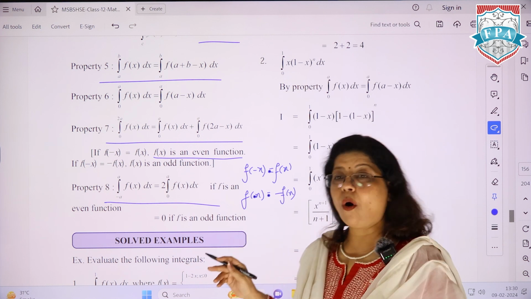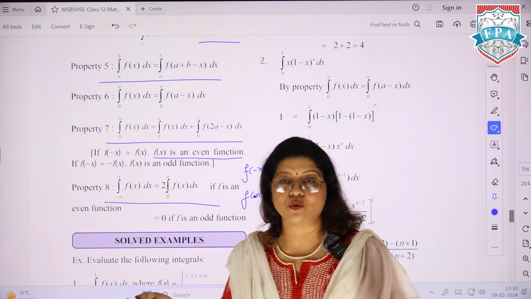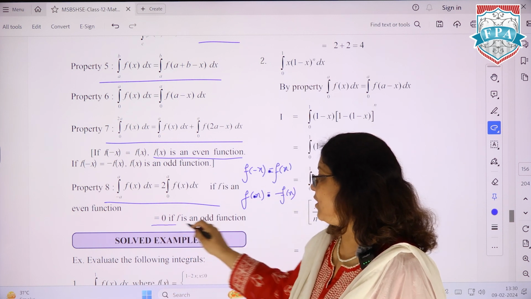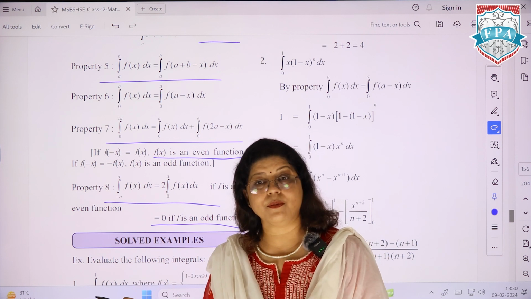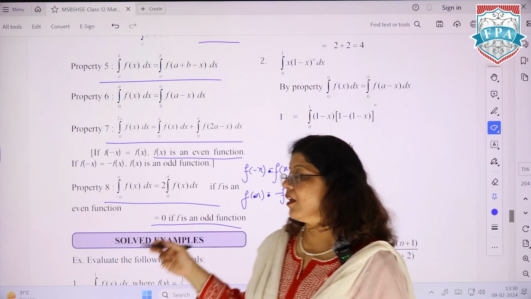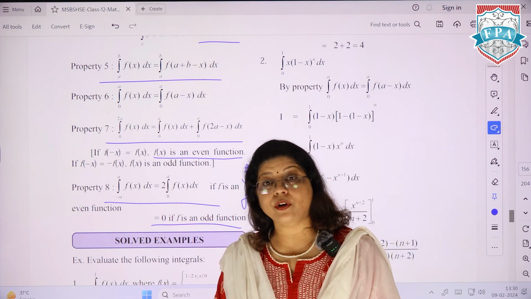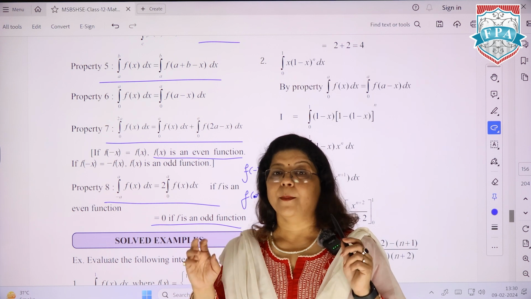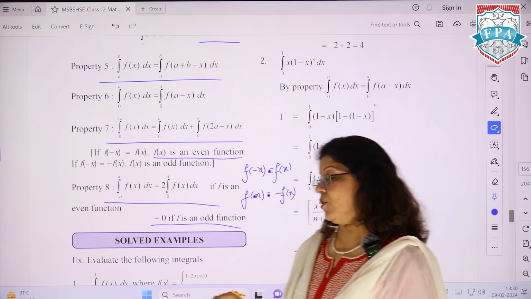And in case of an odd function, very simple, very easy, one of the favorites of the students, it is 0. So you just have to simply state that it is an odd function because f of minus x is equal to minus of f of x, and the answer becomes 0. So these are the properties which we are going to use along with the basic rules of definite integration to come to the answers over here.